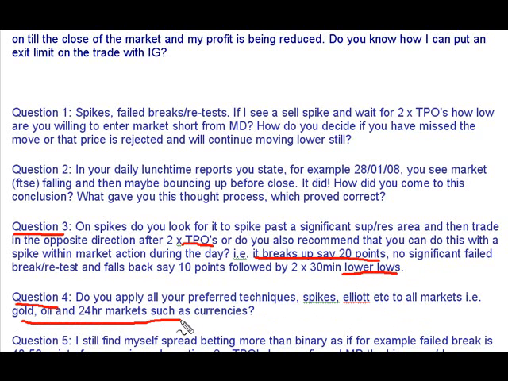Right. So question 4: do you apply all your preferred techniques, spikes, to all markets? I do. Yes. They're the techniques I've worked with, and they seem to work on all markets. All markets seem to display the same kind of patterns. As I said on the retreat, I use Elliott in a slightly refined way. I just look for the essential patterns of 5 waves and the ABCs, and all markets do this.